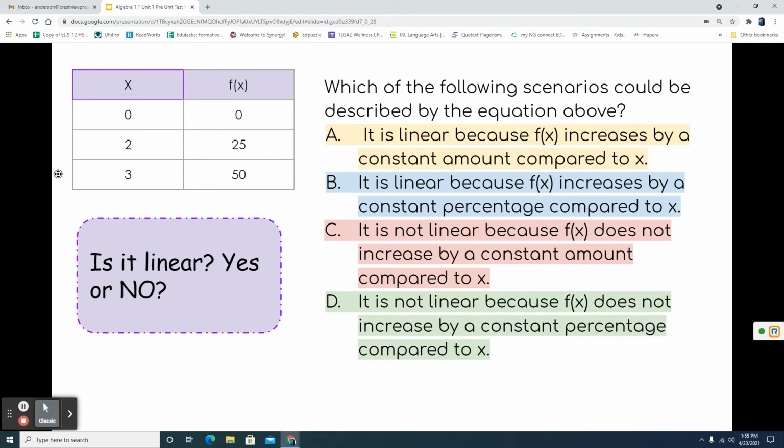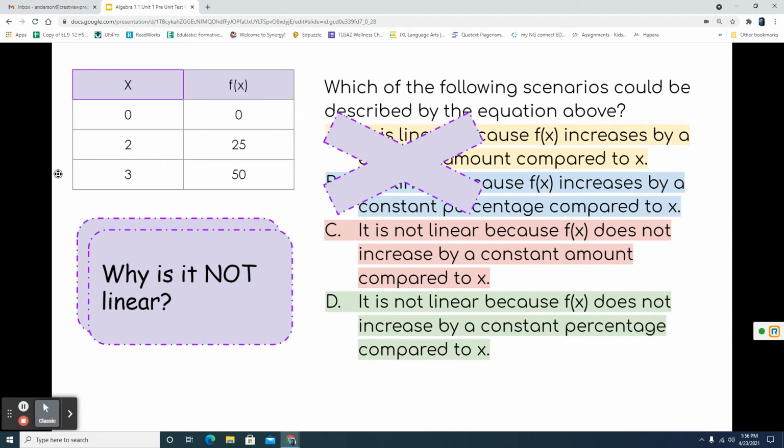Which of the following scenarios could be described by this equation? Well, we have our x at 0, 2, and 3, our function of x, 0, 25, and 50. Is this even linear? Yes or no? It's not linear. So A and B are definitely not our answers.